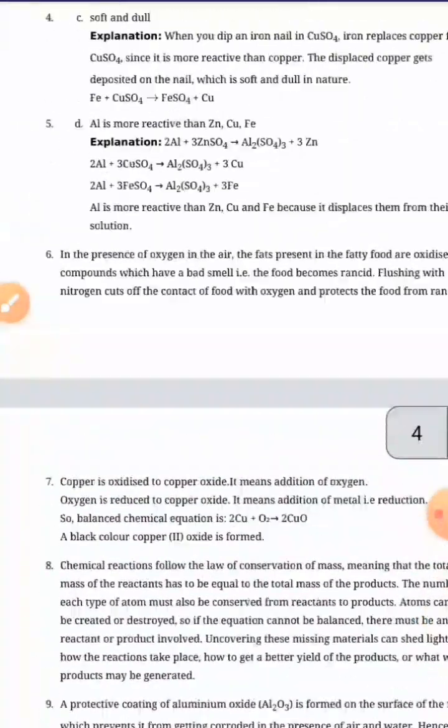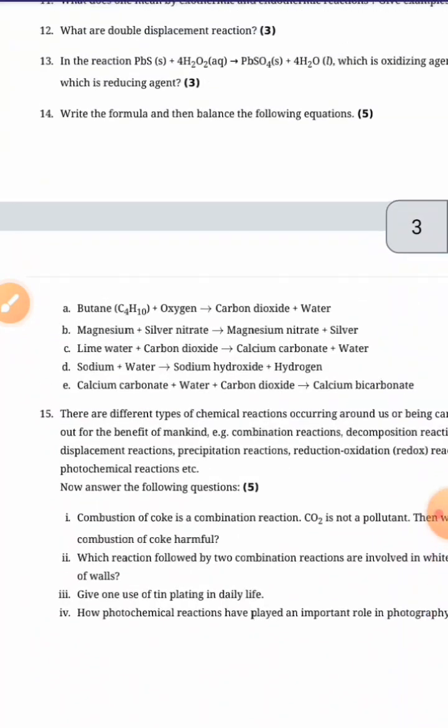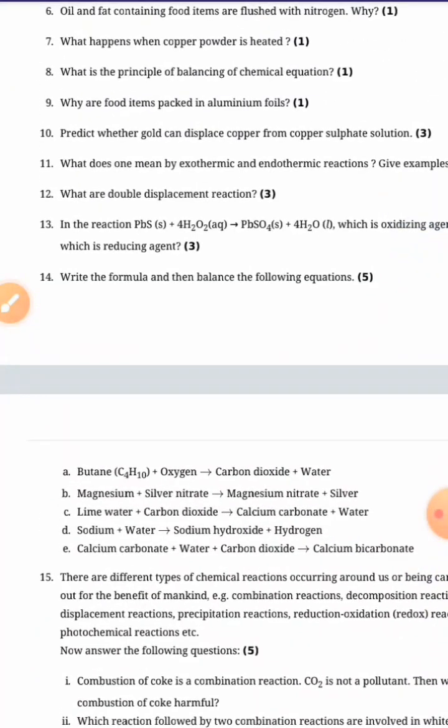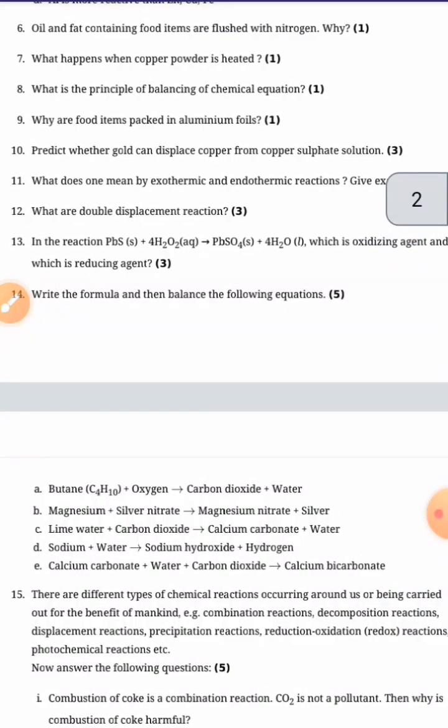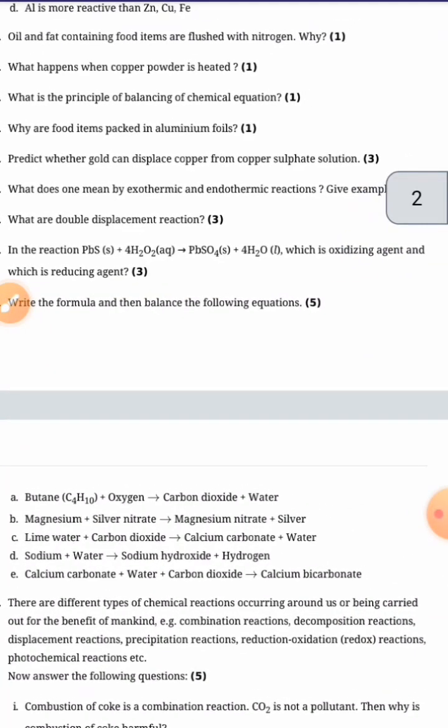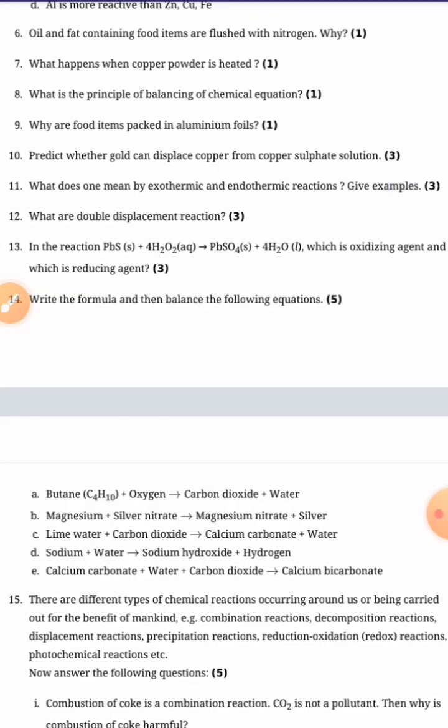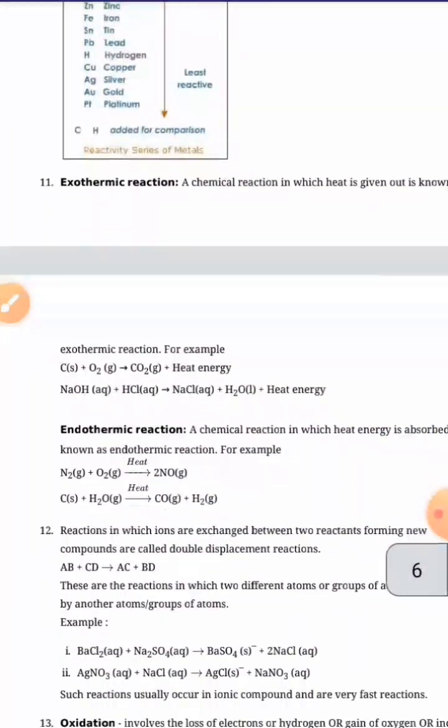उसके बाद है क्वेश्चन नंबर 13. In the reaction PbS plus 4H2O2 aqueous gives PbSO4 plus 4H2O, which is the oxidizing agent and which is the reducing agent. Question number 13.